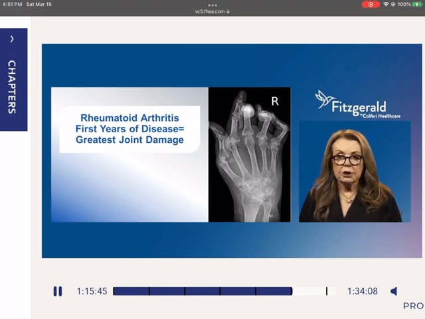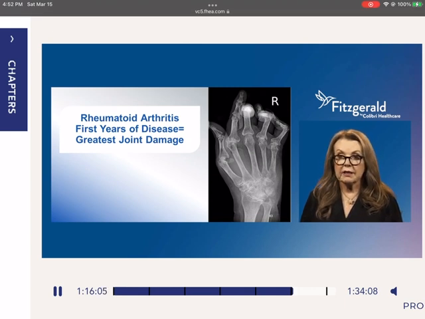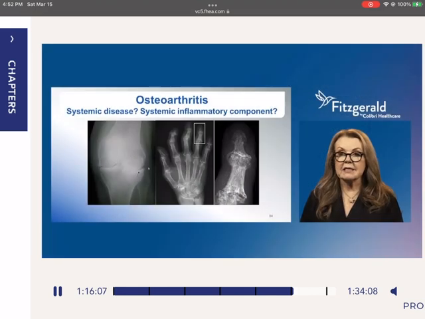And no, that's actually a person with tremendous joint destruction and permanent contractures in the joints because of untreated RA. Why was it untreated? This is a very old x-ray, and this was before we had a lot of intervention for rheumatoid arthritis. Osteoarthritis, is it a systemic disease? No, it is a localized disease. Does it have a big systemic inflammatory component? No, again.